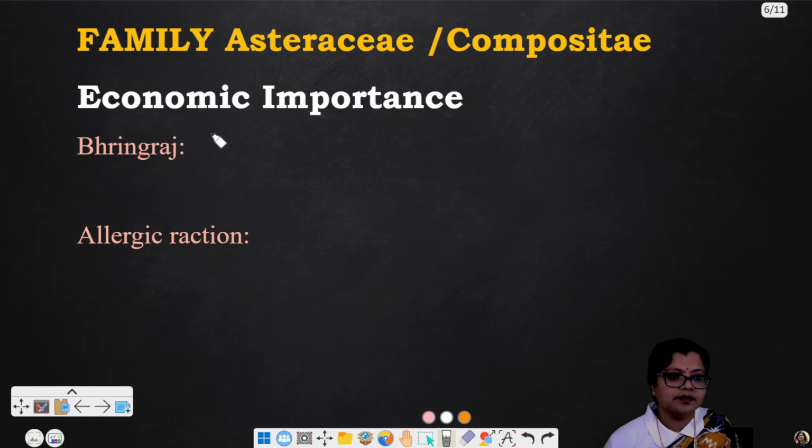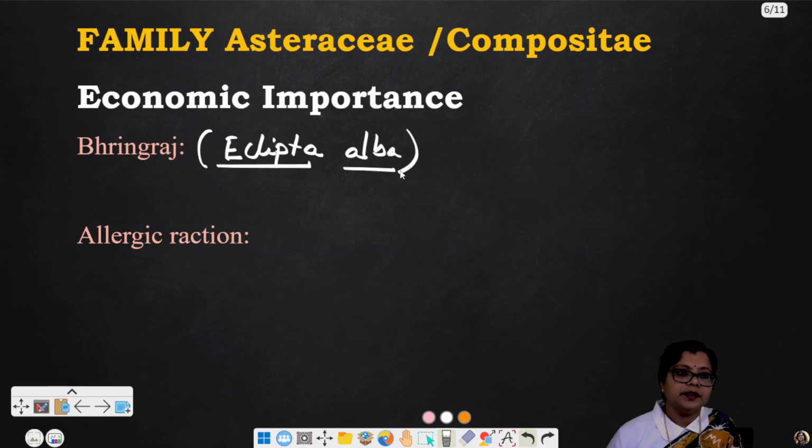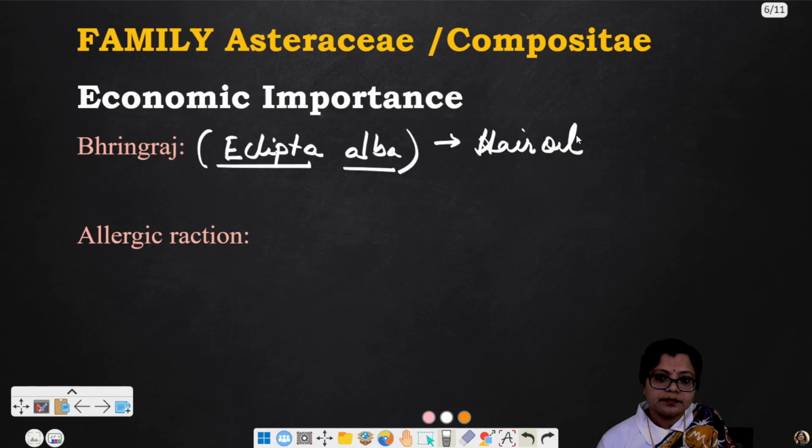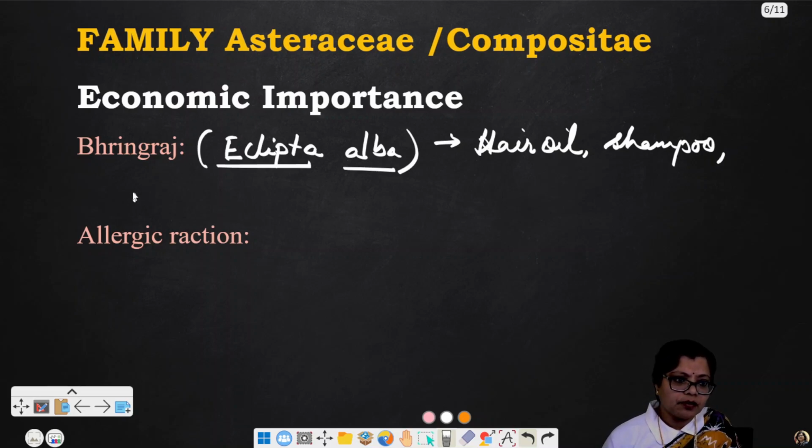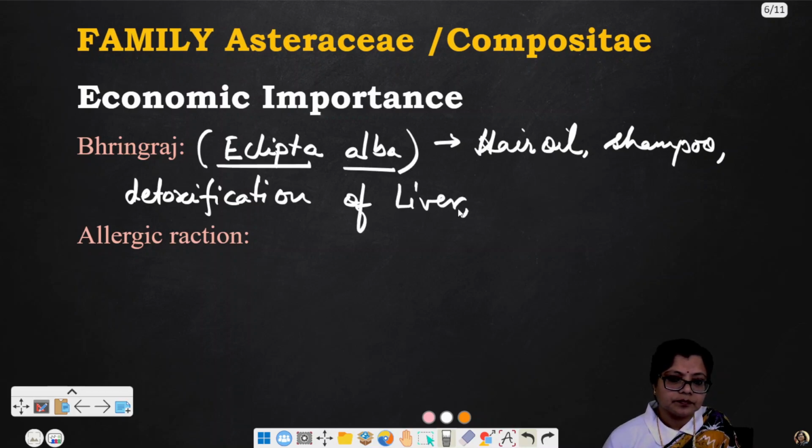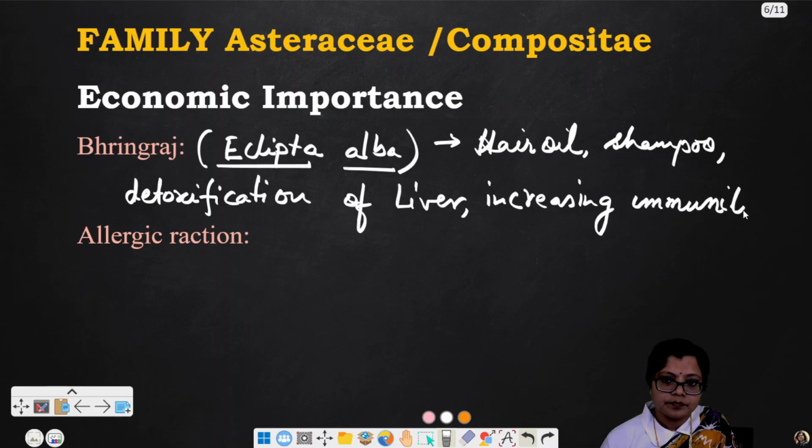Vringraj, Eclipta alba. It is used for making hair oil, shampoo, detoxification of liver, increasing immunity.